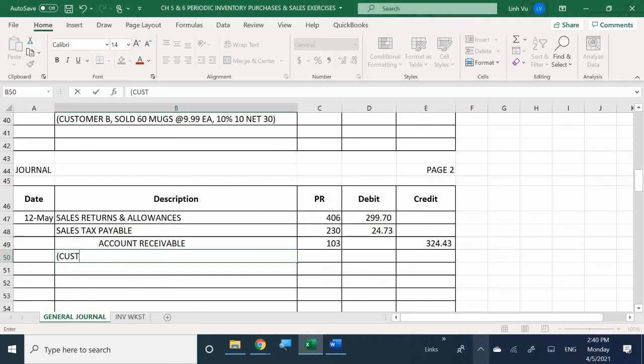Then my note's going to be customer B returns 30 mugs for full refund.